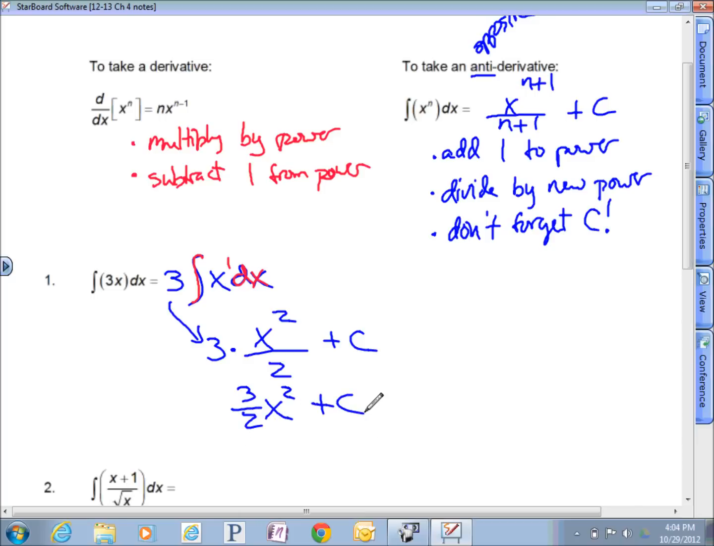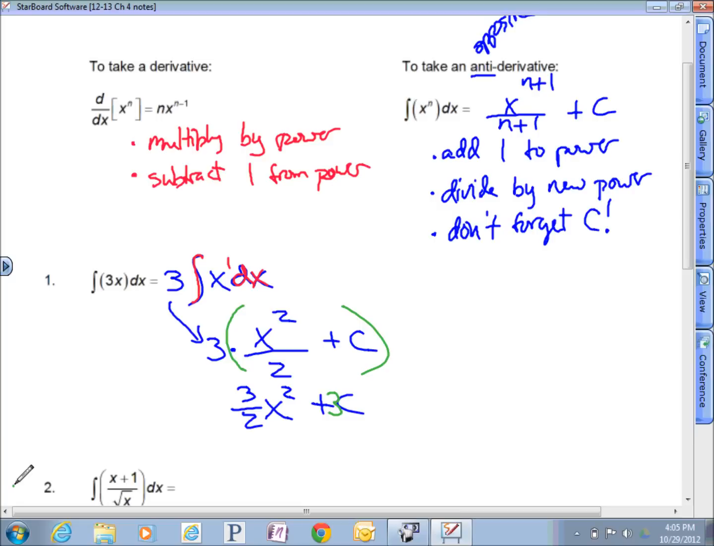Oh, wait a minute, Mr. Perkins. You did this out of order, because shouldn't this 3 apply to all of this stuff? Shouldn't that 3, as it comes along for the ride, apply to the c also? Well, we could put a 3 on that c, but 3 times a constant is still a constant, and we still don't know what it is.